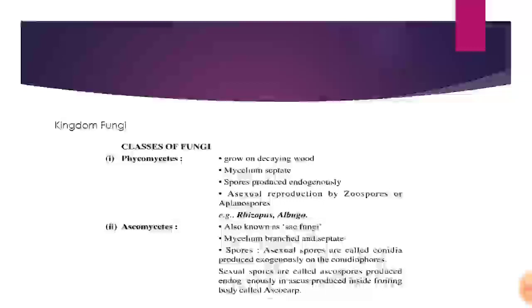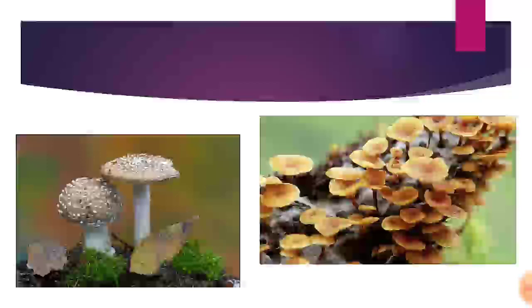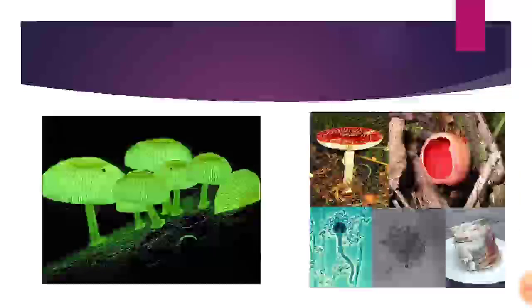The mycelium is branched and septate. Asexual spores are called conidia, produced exogenously on the conidiophores. Sexual spores are called ascospores, produced endogenously in the ascus, which is produced inside a fruiting body called ascocarp. These are the examples of Ascomycetes. Here the red color is the sporocarp of fungi.